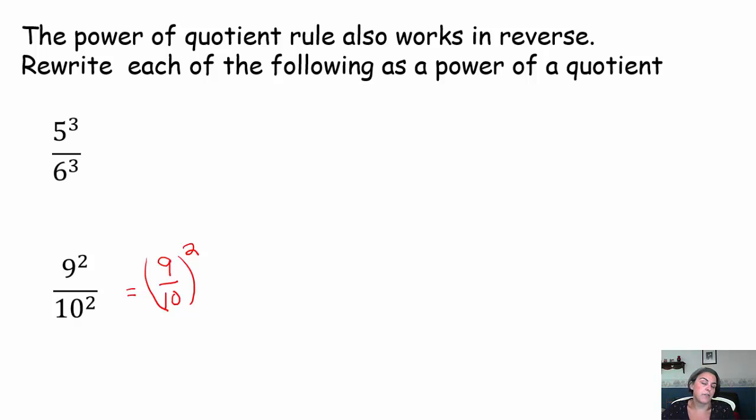Now I'd like you to pause the video, try the first one. It shouldn't take you more than 30 seconds, and then come on back. All right, hopefully you tried that first one. That just means 5/6 to the third power. Sometimes it's helpful for us to be able to go both ways with these rules.